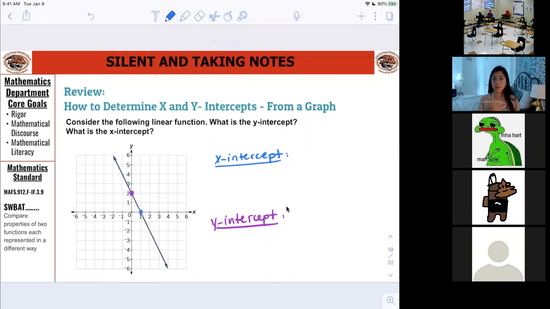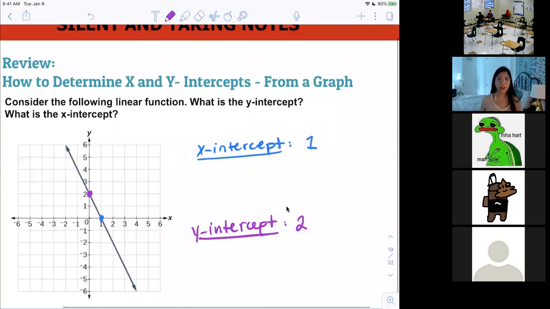So again, just like we talked about in the bell ringer, you always look at where the function is crossing the x-axis, where the function is crossing the y-axis. So my x-intercept is 1. My y-intercept is 2. Do I have any questions on how to find it on a graph? I don't want this to be confusing. I want to make sure this is the easiest thing in the world because it should be easy.